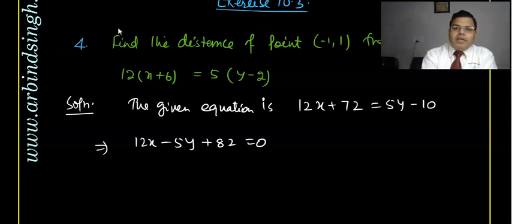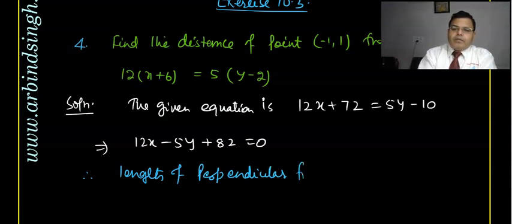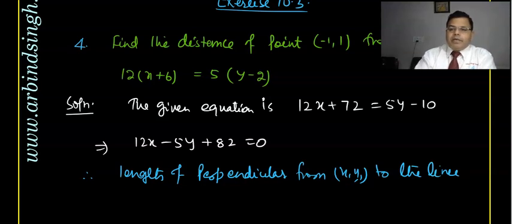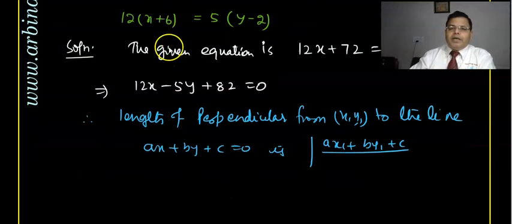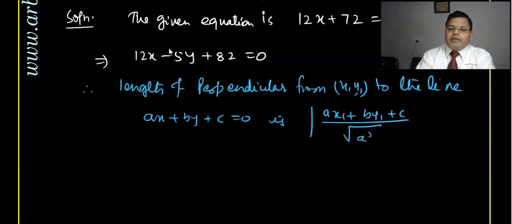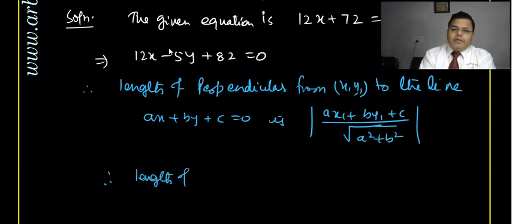I hope you got it. Now the length of perpendicular from (x1, y1) to the line ax plus by plus c is equal to 0 is modulus of ax1 plus by1 plus c upon under root a square plus b square, using this formula, and therefore the length of perpendicular from what the point was given?